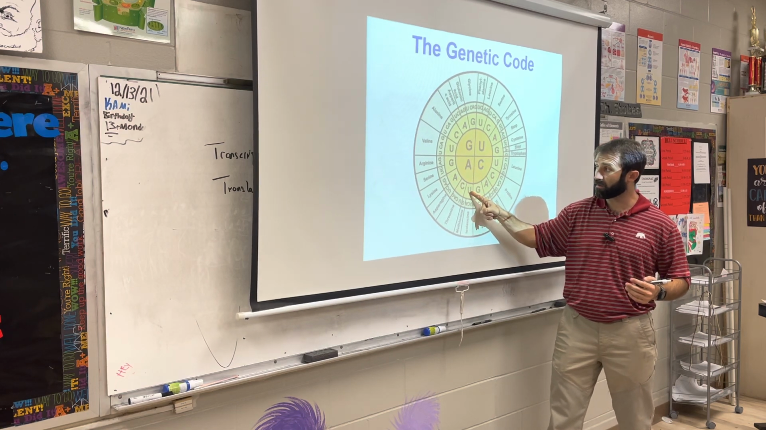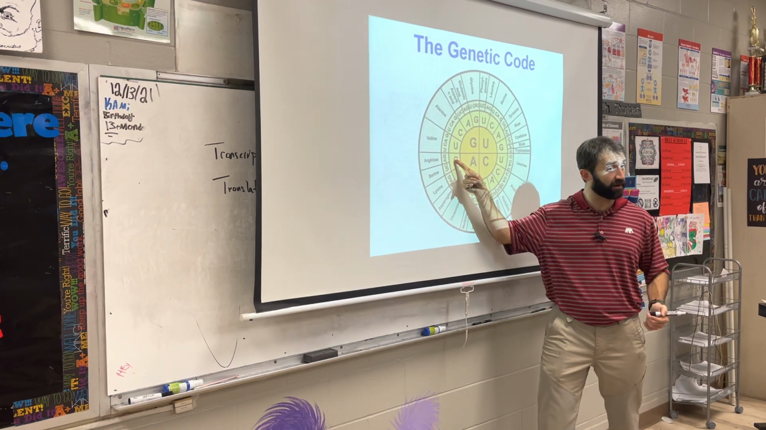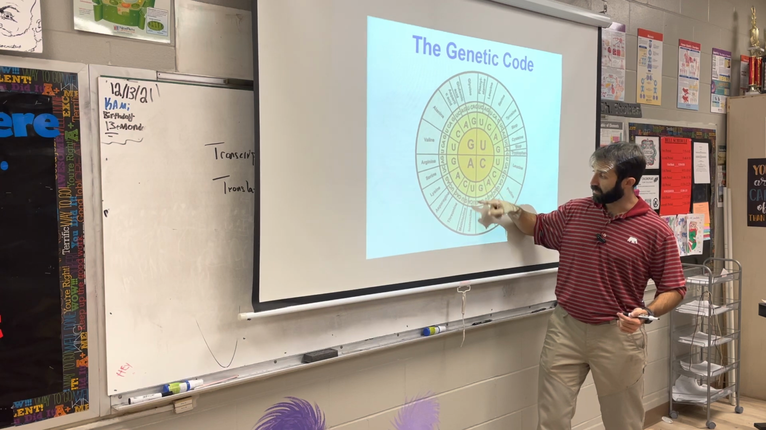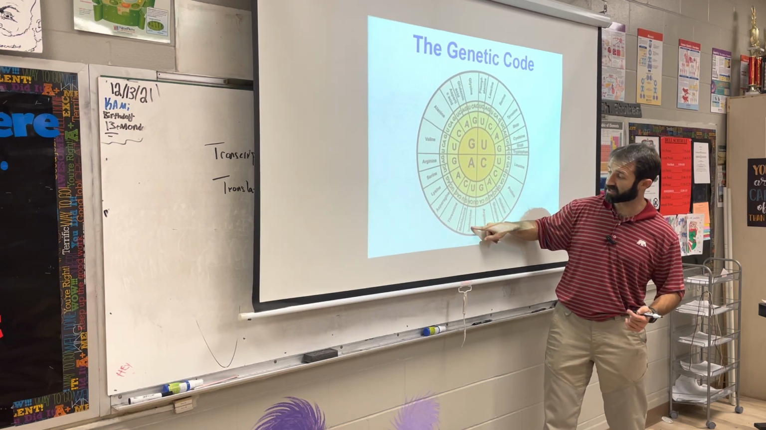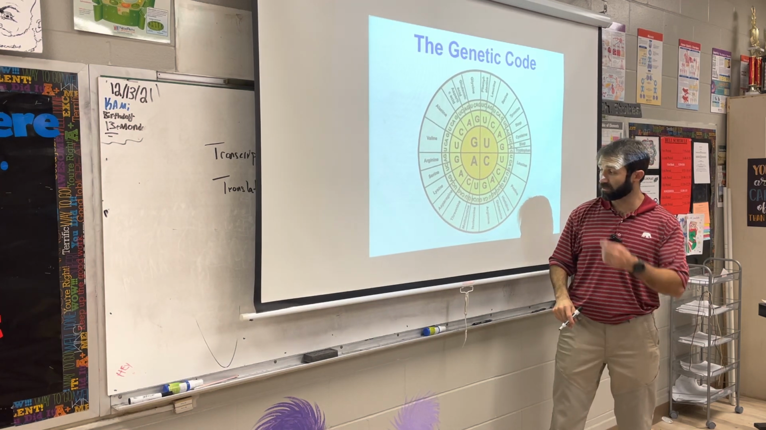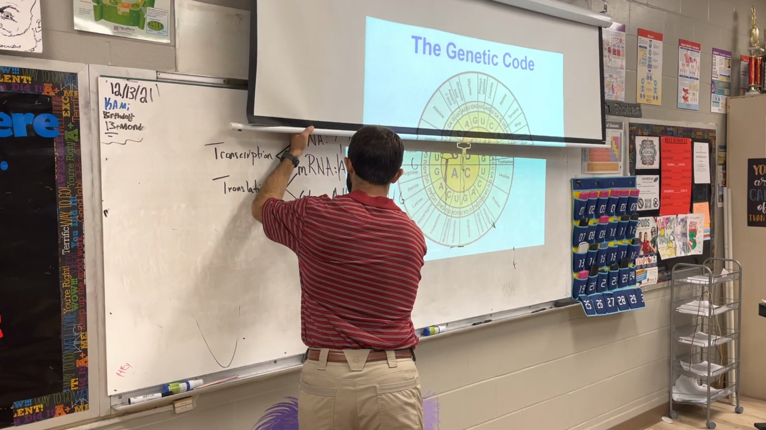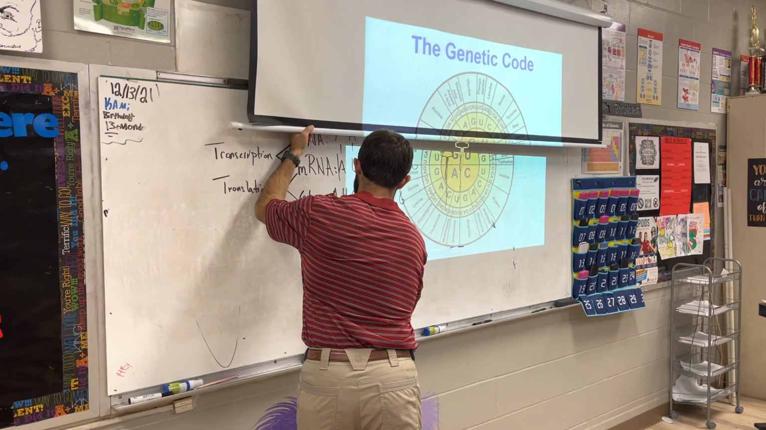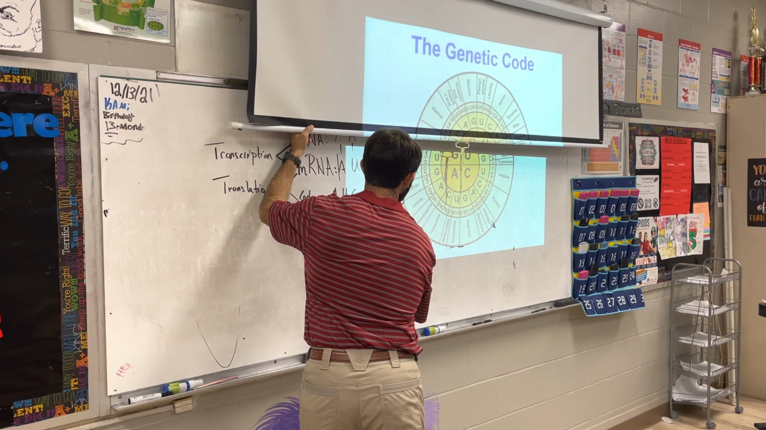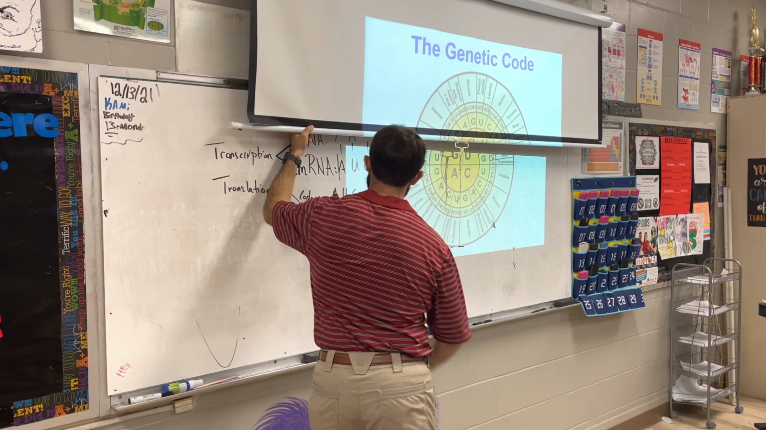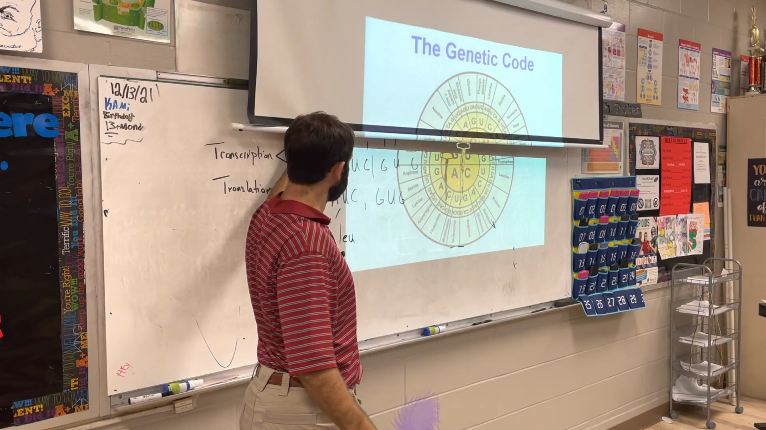AU, so I go to here. If it would have been AG, I would have gone there. So it's AU, and then C, so it's isoleucine. So I could just put I-L-E, isoleucine. I'm going to abbreviate it.